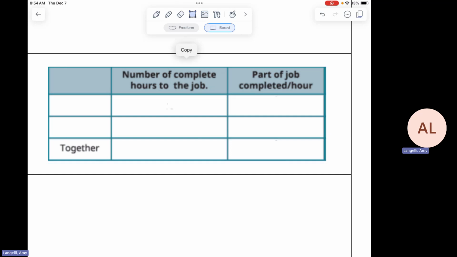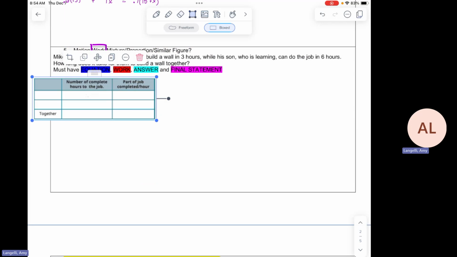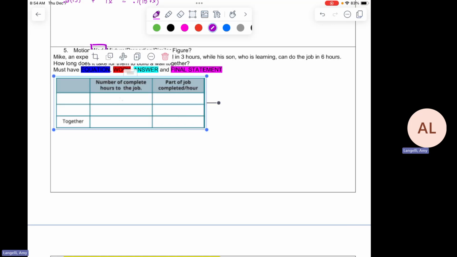The work chart is probably the one chart I don't actually need. It's a chart I changed. I used to use a different chart. Kids never understood the different chart. I thought, okay, maybe this one is a little more user-friendly. Work problems might actually be very instinctual for you.